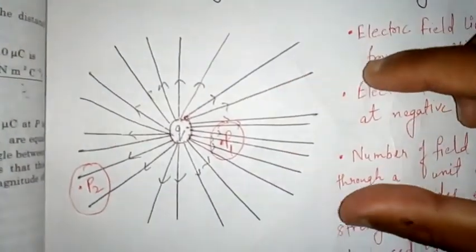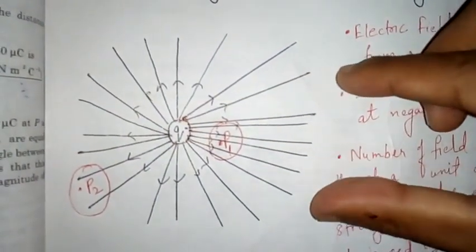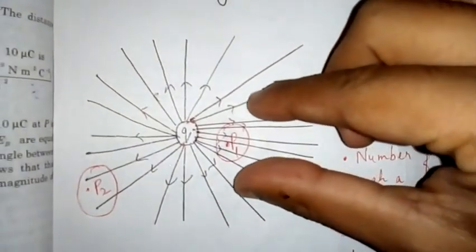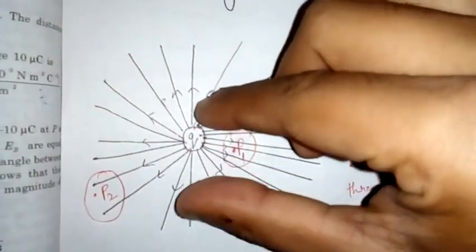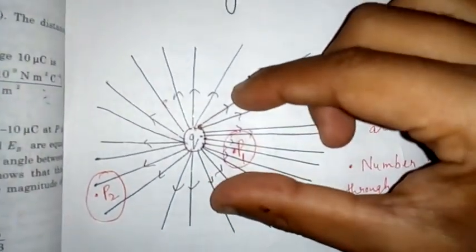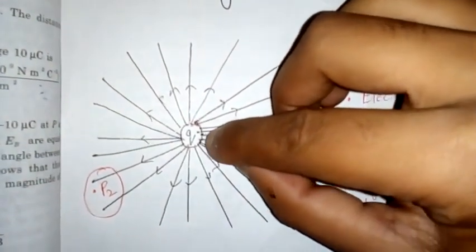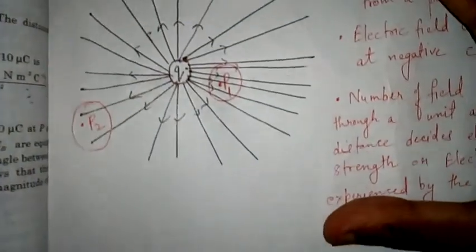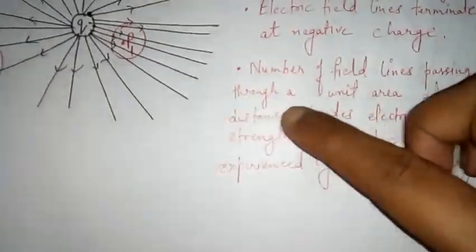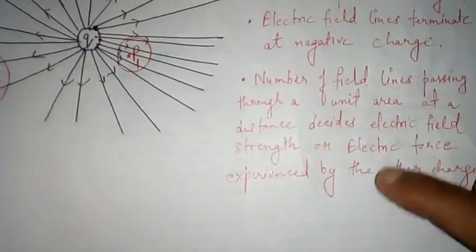If you move away from this Q charge, the electric force that you experience will be less, and as soon as you get closer and closer to this charge, the electric field strength will increase. That means the electric force will increase as you approach this charge. So this is what I meant by the third line: the number of field lines passing through a unit area at a distance decides its electric field strength.